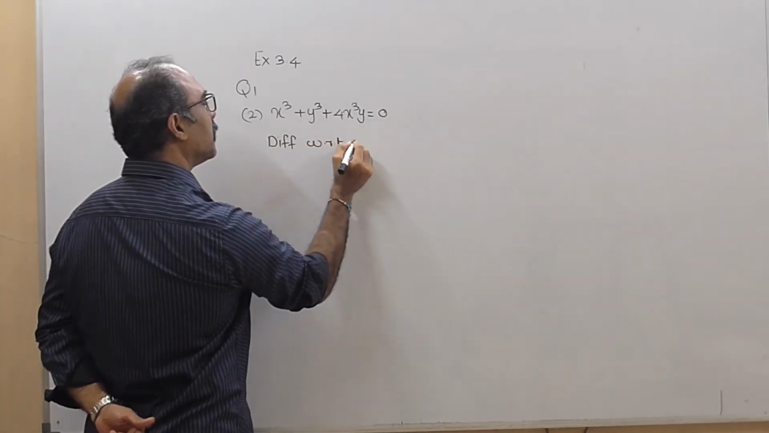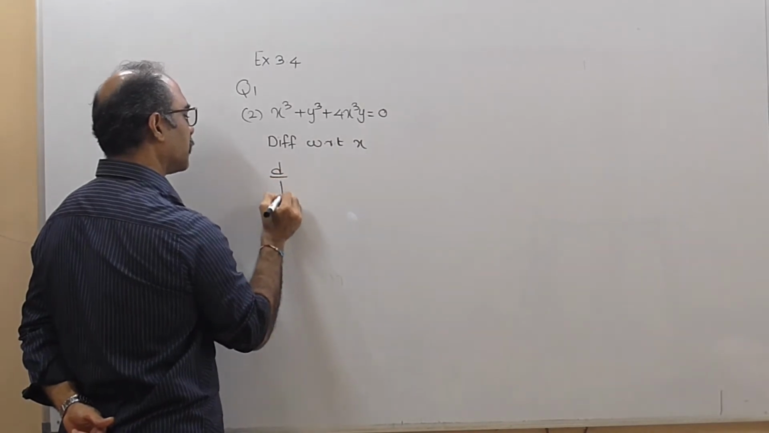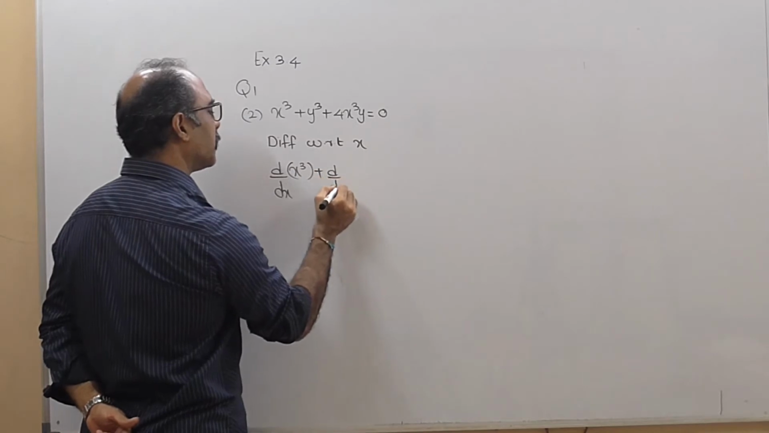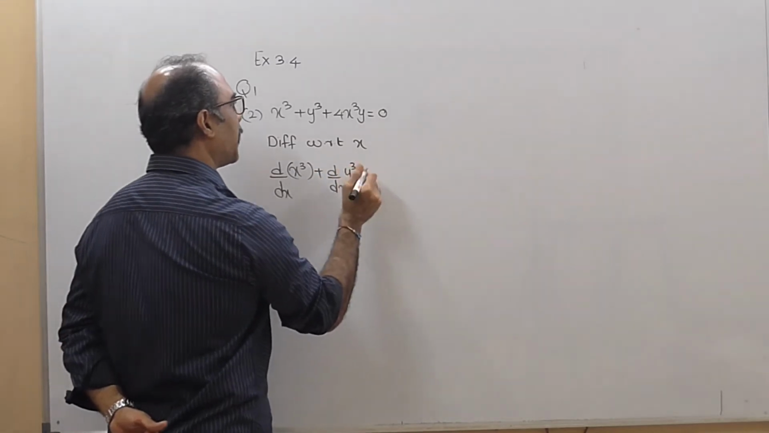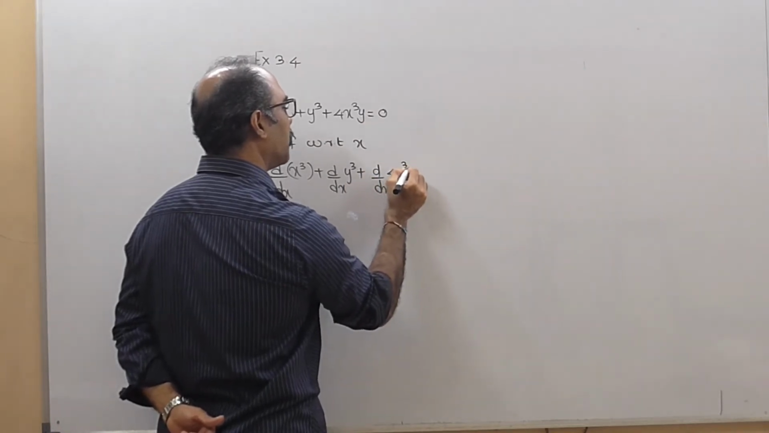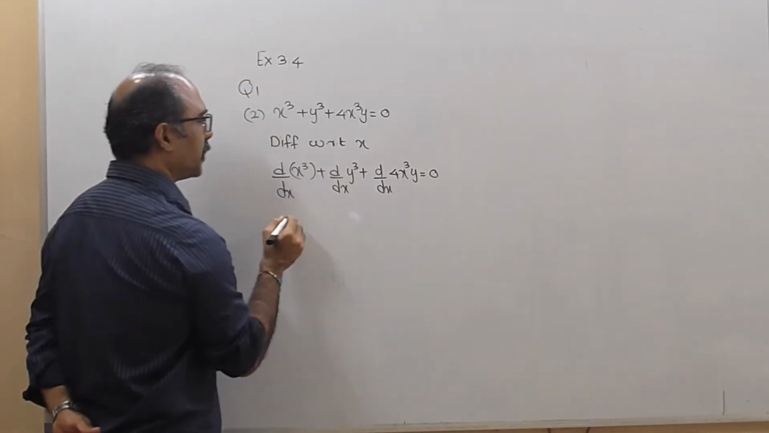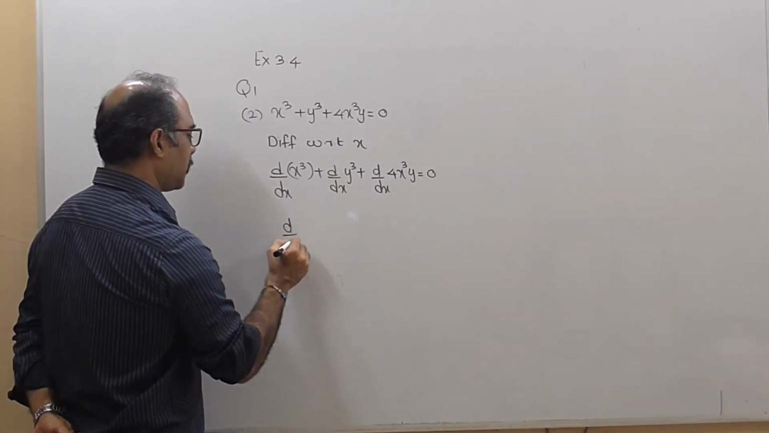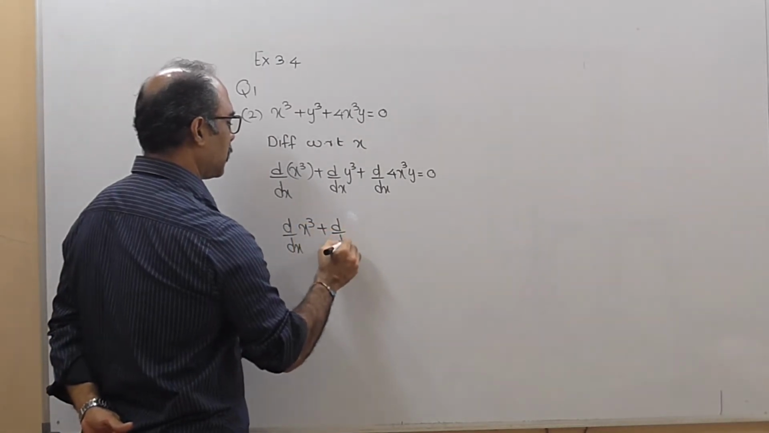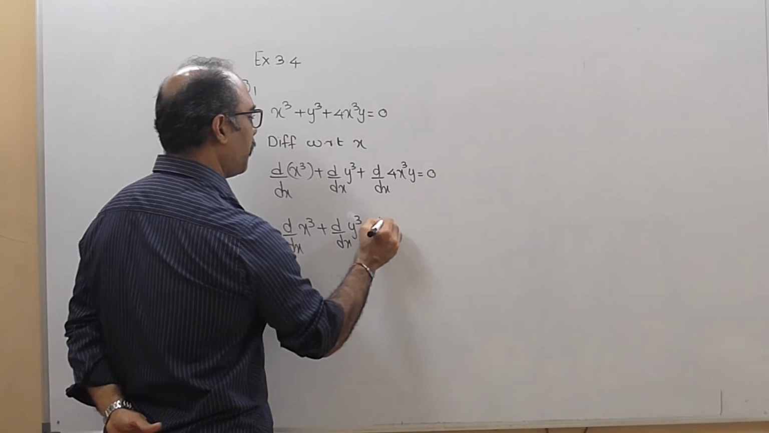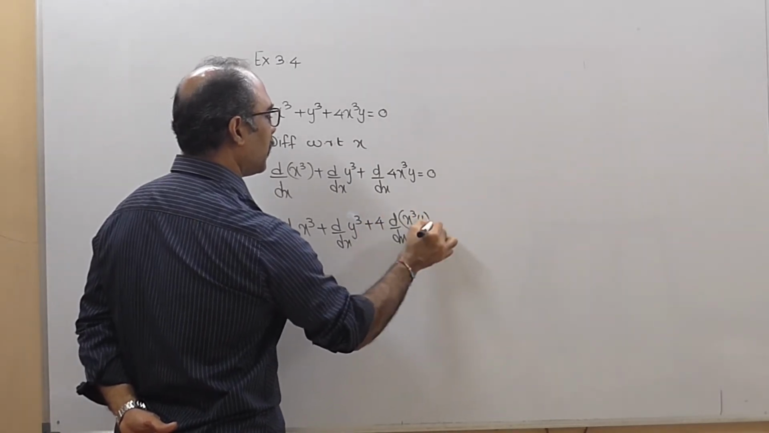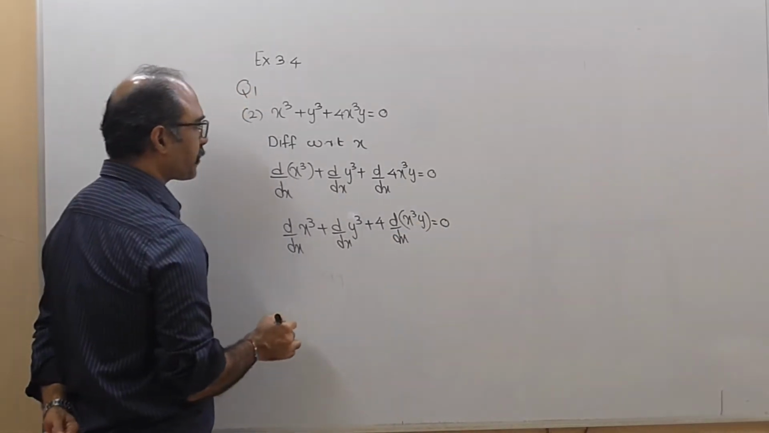Differentiate with respect to x. d by dx of x cube plus d by dx of y cube plus d by dx of 4 times x cube y equal to 0. So this is d by dx of x cube plus d by dx of y cube. 4 is a constant, write it out. You get d by dx of x cube y, which is equal to 0.